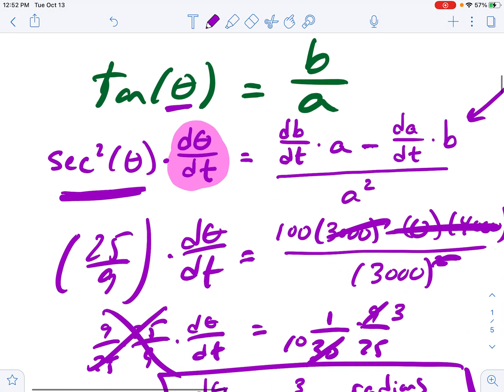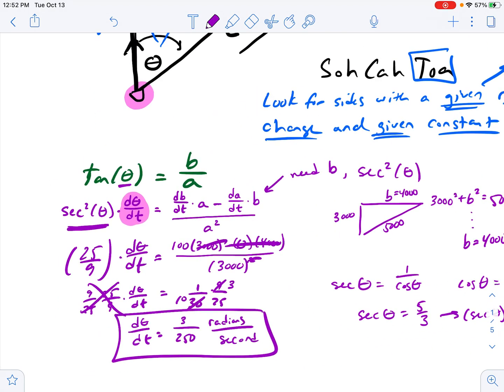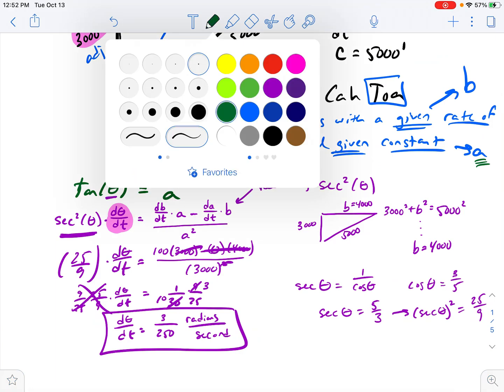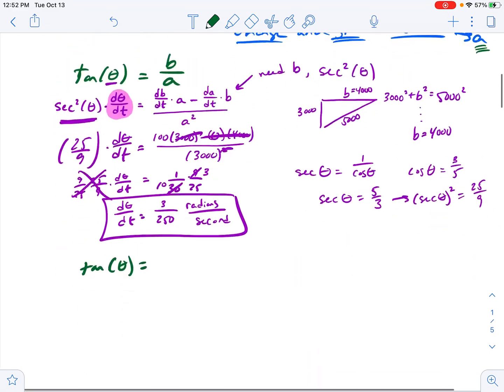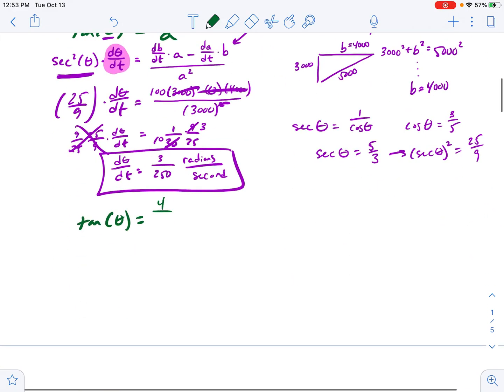Before we start subbing any values in, like 9/25 and 100 for dB dt, you have to take the derivative before subbing in values. Imagine what would happen if I started with this. If I just said tan theta equals, instead of b over a, I actually use the values, 4,000 over 3,000 or 4 over 3.